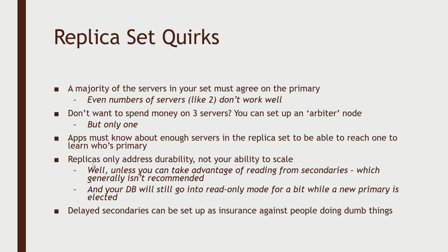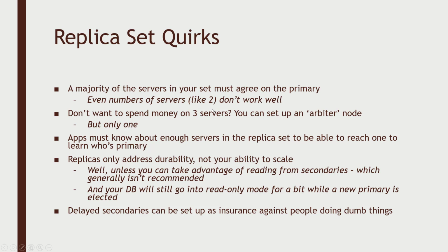There are a lot of quirks with MongoDB, and it does get its share of criticism for that. One thing is that you have to have a majority of servers in your set to agree on who the primary is. So you can't have an even number of servers because you can't get a majority. And that implies that you need at least 3 servers if you want to have replication or some sort of durability. And that can get expensive, right? Maybe it doesn't make sense to actually have 3 giant servers just to keep your one MongoDB instance reliable.